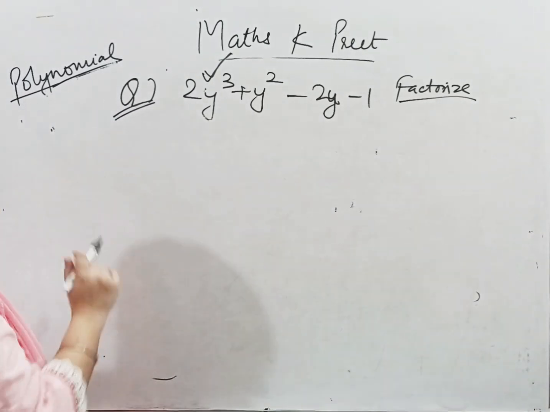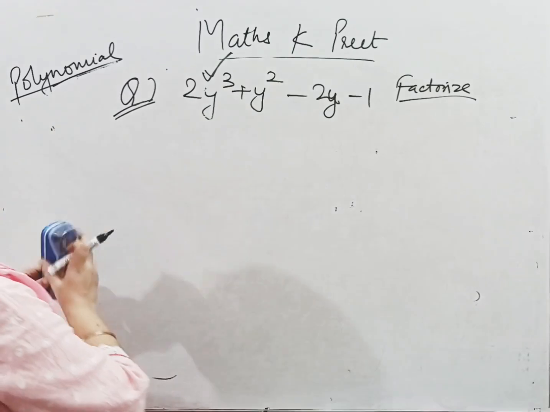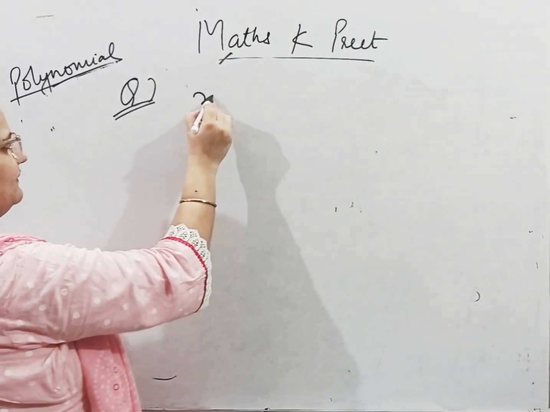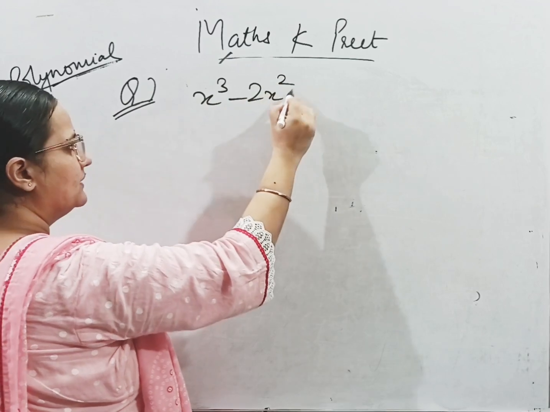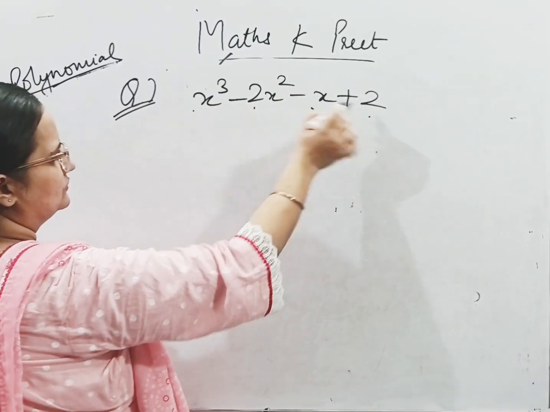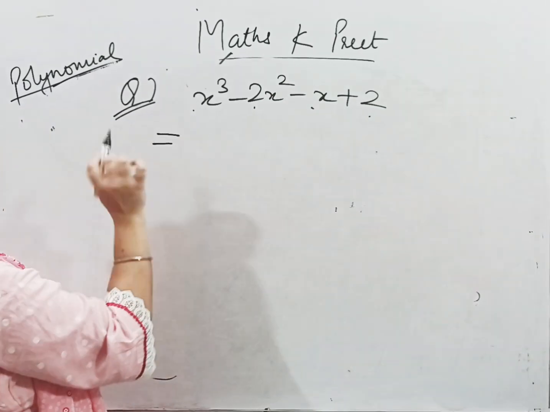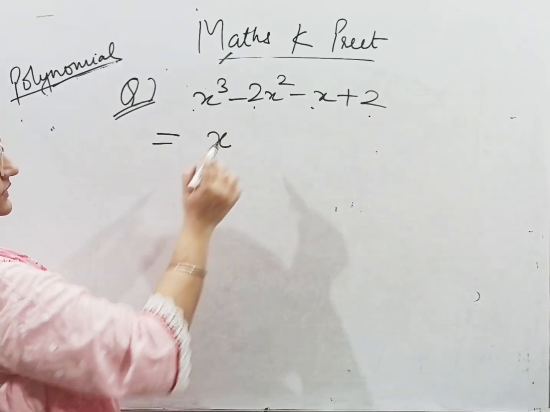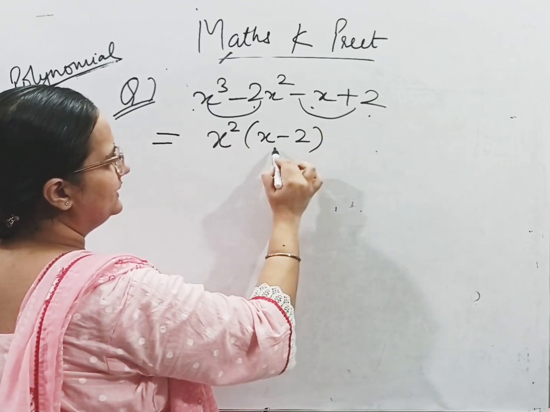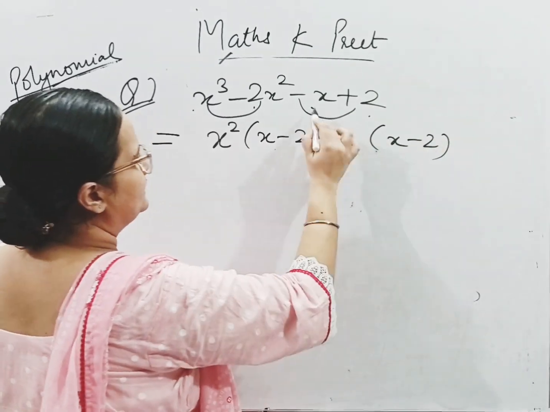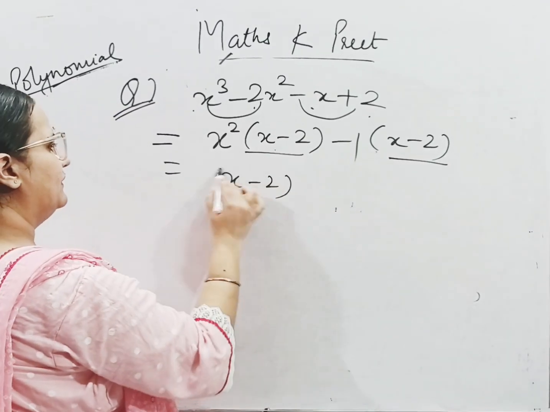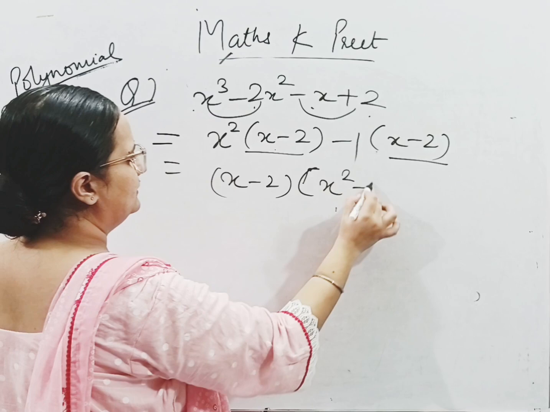Okay, let's do one more question before that. If I am having x cube minus 2x square minus x plus 2, so it's like x into x into... From here we can try the same way I have done. We can take x square out, we are left with x minus 2. Here, to get x minus 2 in the bracket, I will take minus 1 out. So this is the common. We can take the common value here, and in the second bracket we have this.